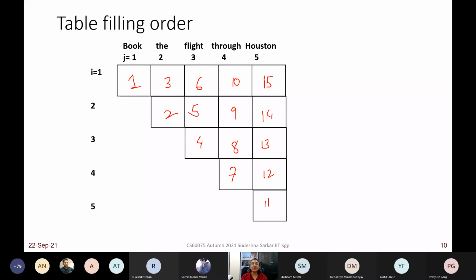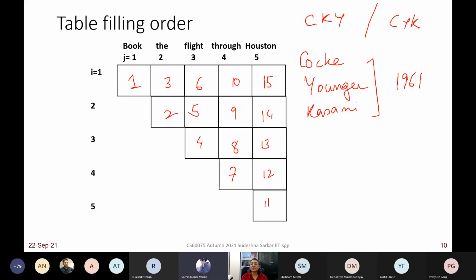Now, this algorithm that we are talking about, before we proceed, let me just tell you the name of the algorithm, the CKY. Some people also write it as CYK. This is based on the names of 3 people, Kocke, Younger, and Kasami. So this is the Kocke, Younger, Kasami algorithm, or Kocke, Kasami, Younger algorithm. This was actually published by Sakai in 1961. It is a dynamic programming based bottom-up parsing algorithm by John Cocke, Daniel Younger, and Tadao Kasami.